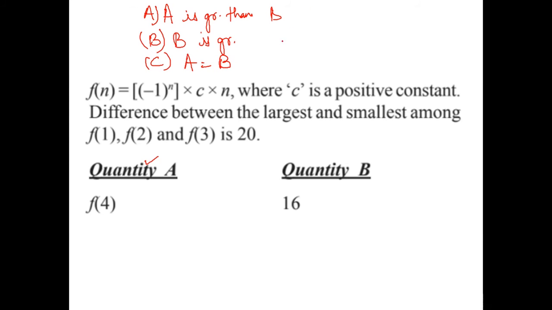And you'll mark D if, based on the information, this relationship cannot be determined, whether A is greater or B is greater. So when it can't be determined, then your answer would be D. Okay, so pause this video and try to attempt this question.